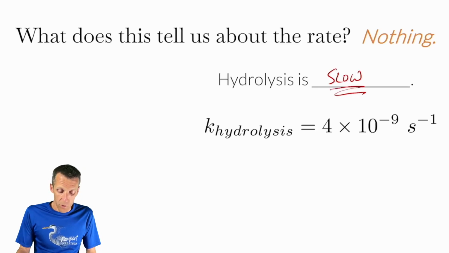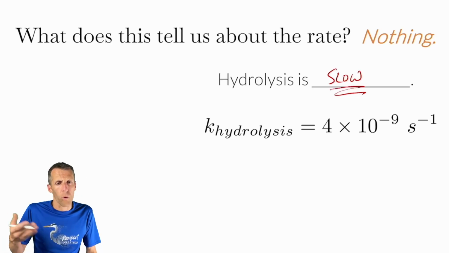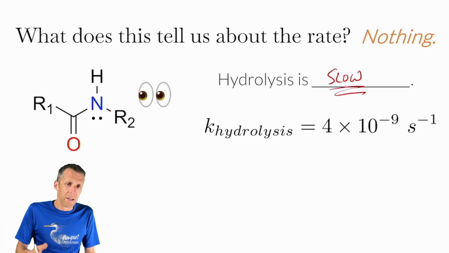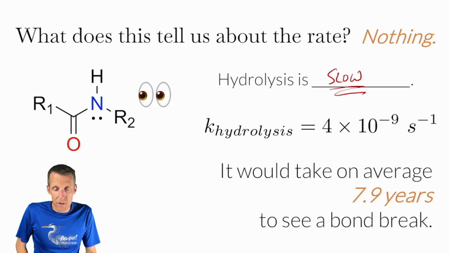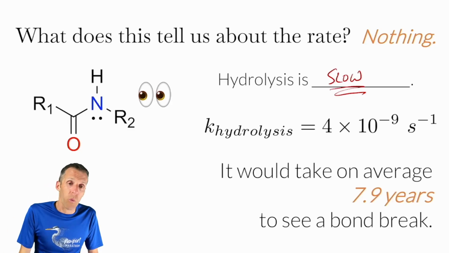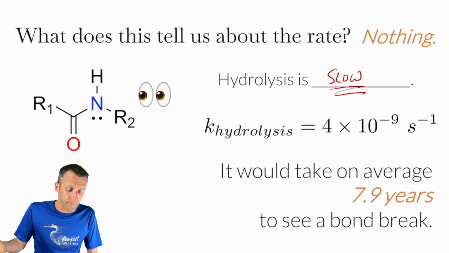In fact, if you look at the rate constant for that, it's 4 times 10 to the minus 9th per second, so 4 billionths per second, I guess. I don't know what that means practically, so I'm going to translate this into other units. So just imagine we're watching a single peptide bond and we're saying how long is it going to last? On average, the half time for this is 7.9 years. So we'd have to wait about 8 years to see a peptide bond break after it's been formed.